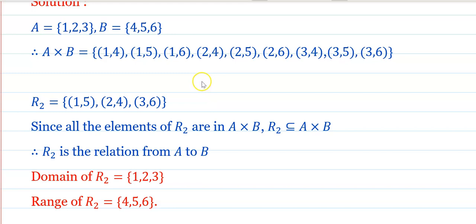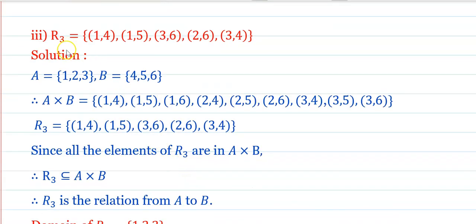This type of question has also appeared many times in our exercises. R2. Now the domain. What about the domain? The first elements, that is {1, 2, 3}. This is the domain of R2. And what about the range? 5, 4, 6. That is {4, 5, 6}. This is the range of R2. Okay. Now the next, R3.